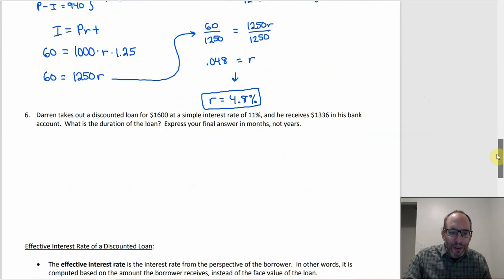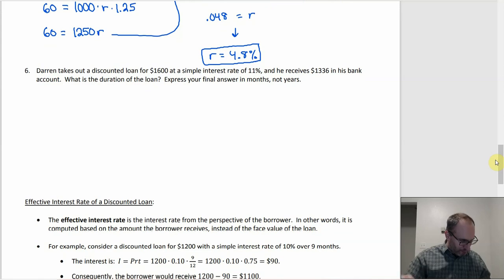All right, and number 6. So this one we're solving for T, because it's what's the duration of the loan. So that's the time frame. So it says Darren takes out a discounted loan for $1,600, simple interest rate of 11%, and he receives $1,336 in his bank account.